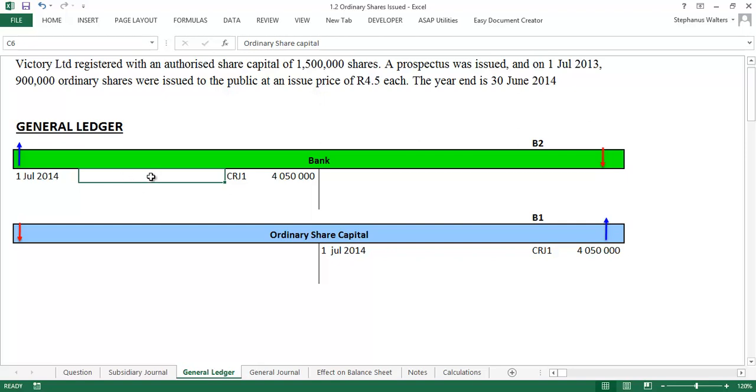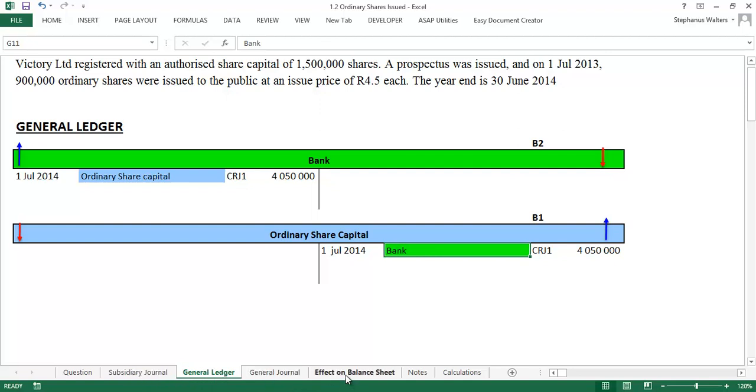So the details I need to put in here is going to refer to ordinary share capital. And I'm going to color that blue so you can see that it refers to the other account. And the details I'm going to put in here is going to be bank. So I'm going to color that green so you can see it's an asset. Good, so journal done, general ledger done. We're not going to use the general journal because we've already recorded it in the cash journals.